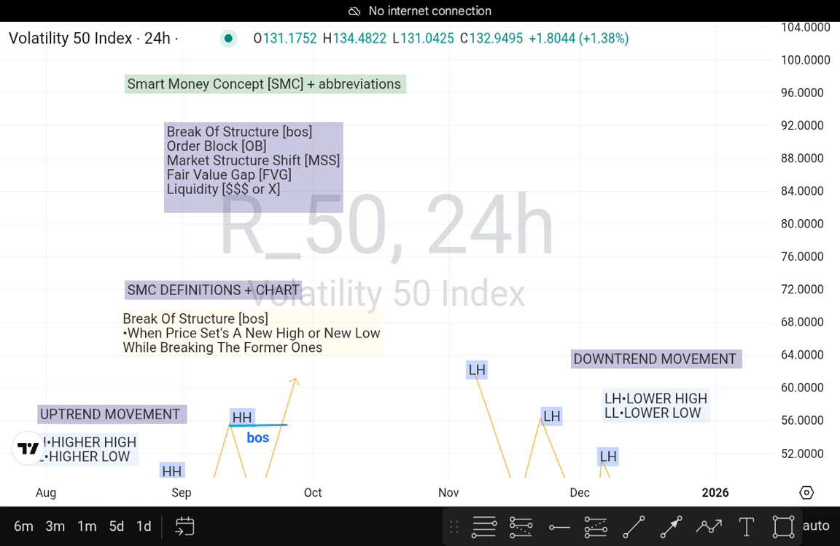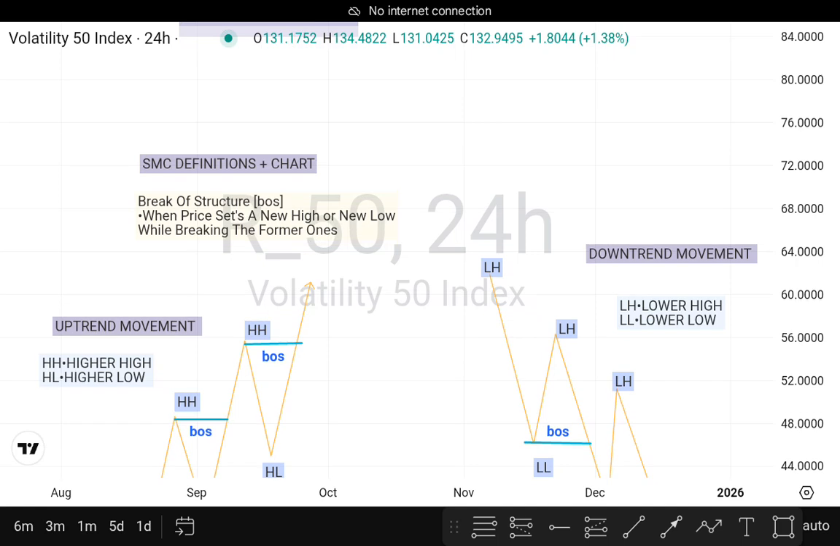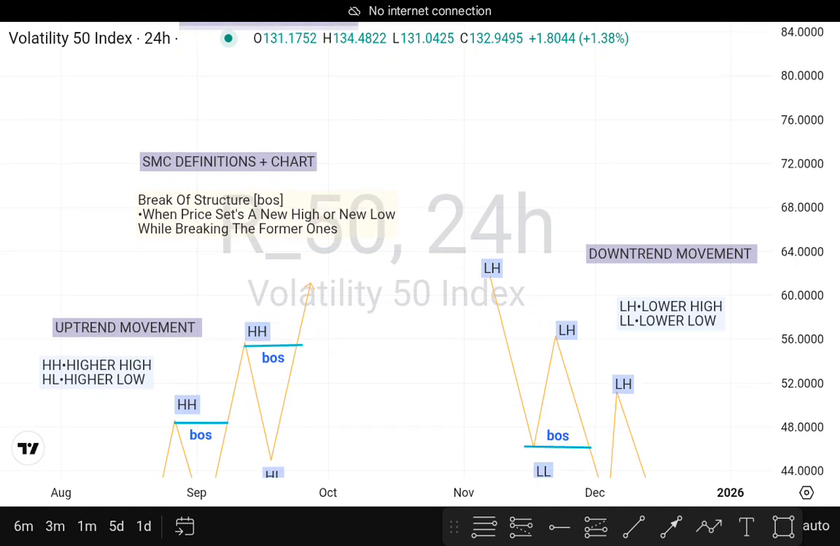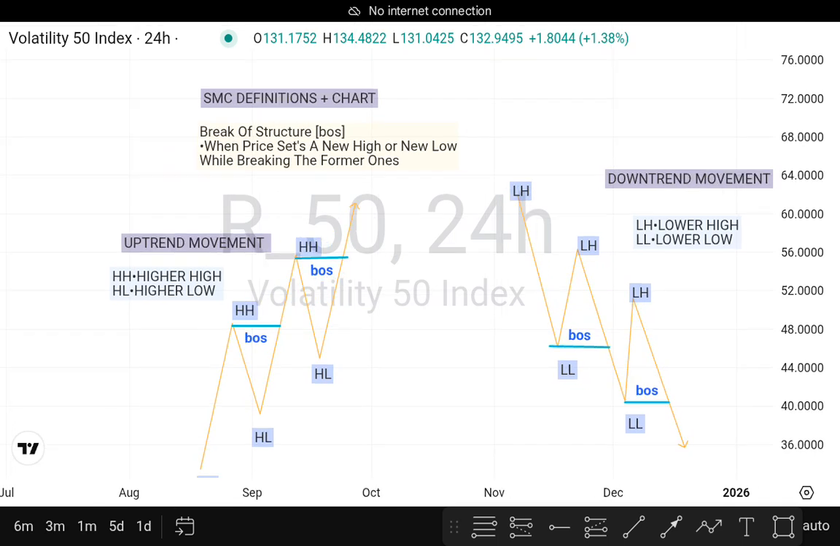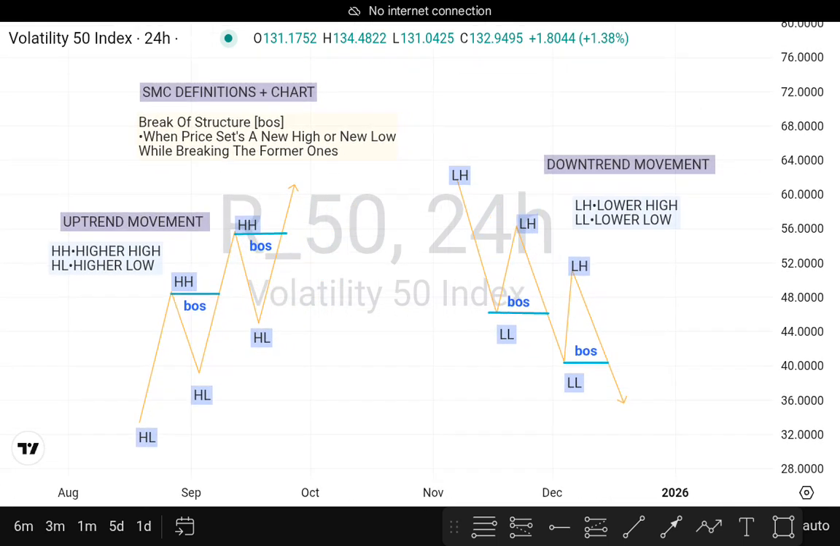Okay, let's go to number 2, the smart money definition plus chart, guys. Before we get into it, I want to first start with the market movement. We have three types of market movement, guys. It's an uptrend, a downtrend, and a ranging market. So we are going to focus on these two, the uptrend movement and the downtrend movement.